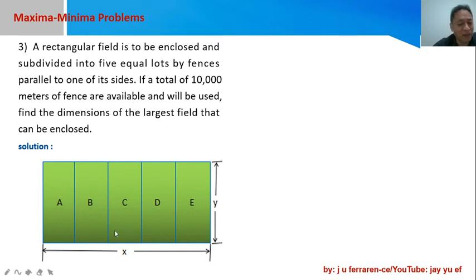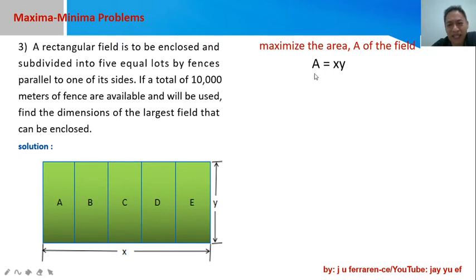Now, the dimension of your rectangular field is X and Y. I need to maximize the area to be enclosed by this fence. So what would be the maximum area that can be enclosed by this fence? The area is equal to the product of X and Y when it's a rectangle.